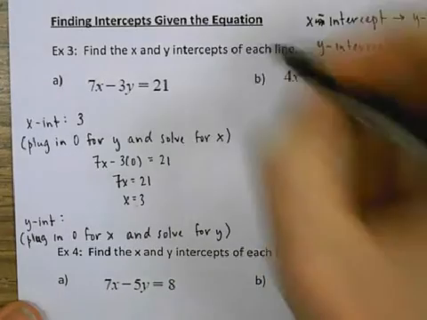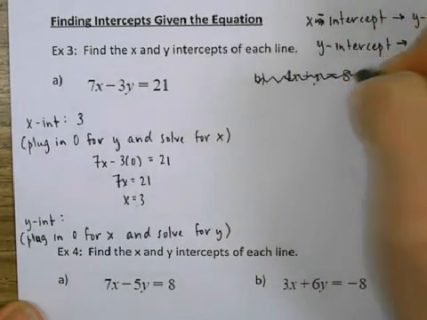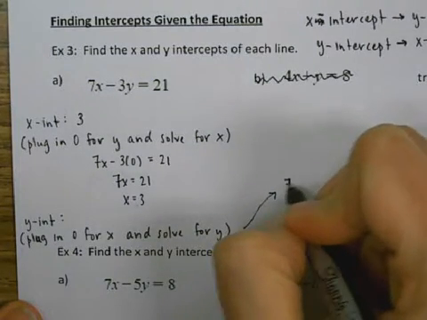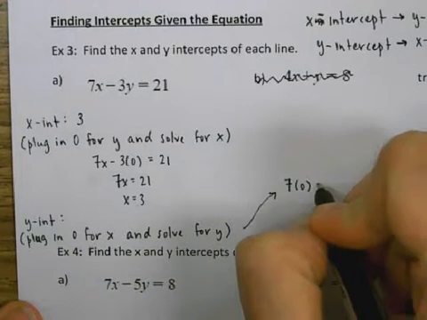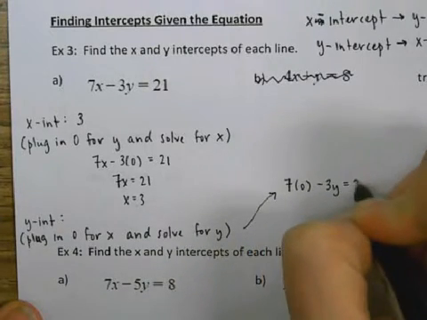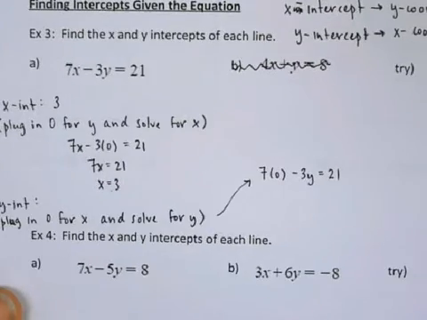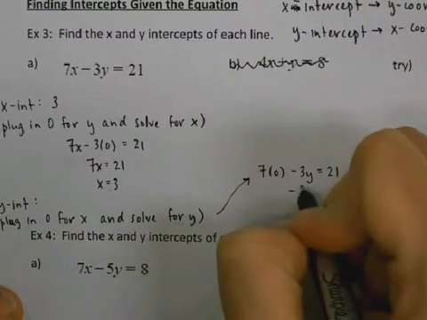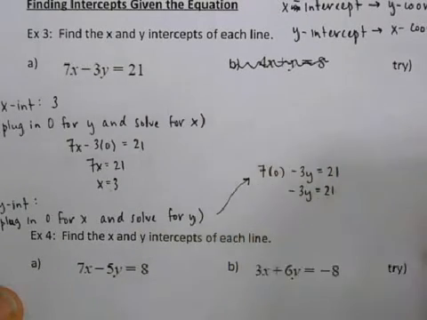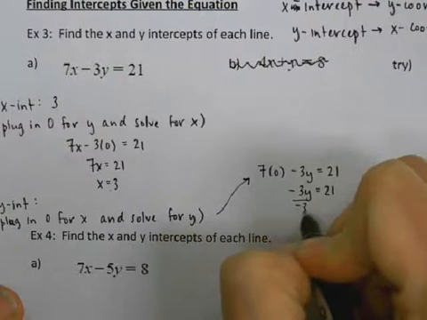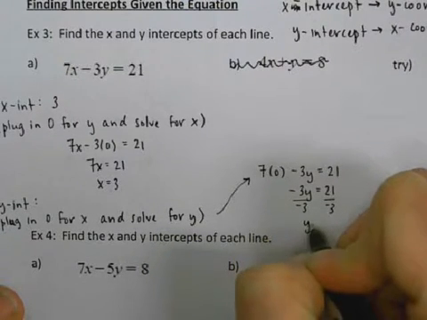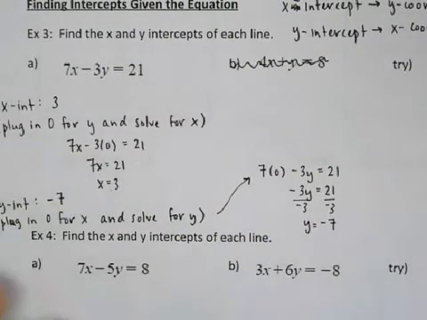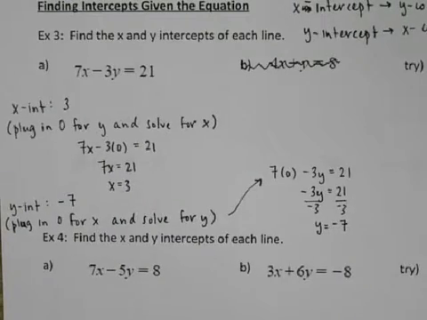I'm going to do that work over here, so we'll ignore this just to get us some space. I'm going to show this work here. So now I have 7 times 0 minus 3y equals 21. 7 times 0 is just going to give me 0. So I have negative 3y equals 21. To get y by itself, I'm going to divide by negative 3, and I get y equals negative 7. So my y-intercept is negative 7.